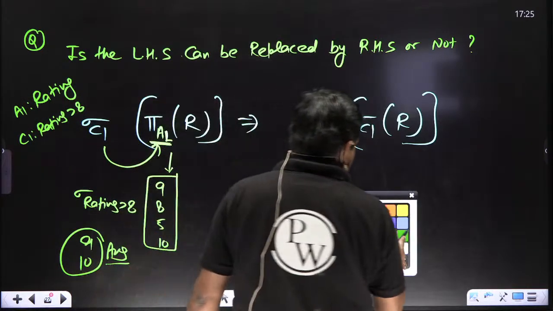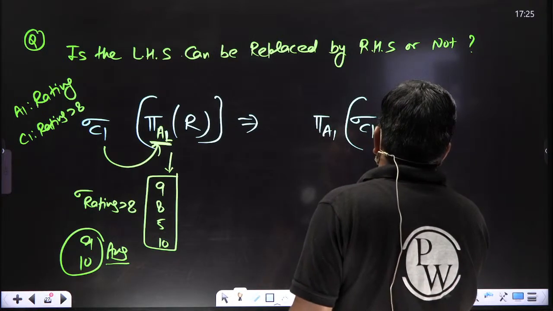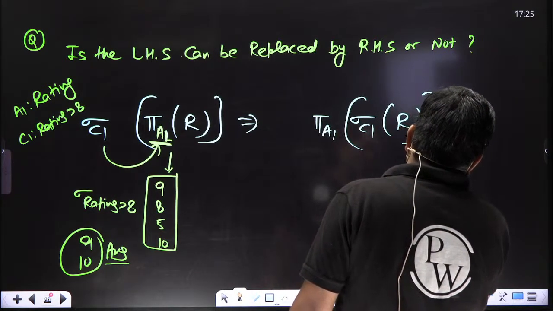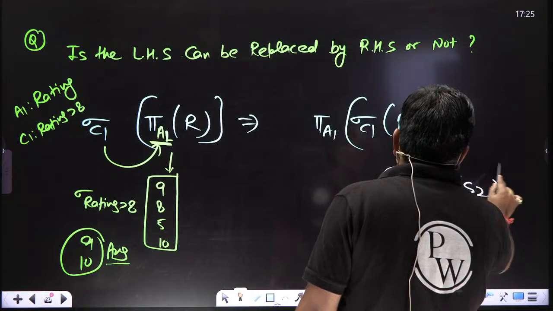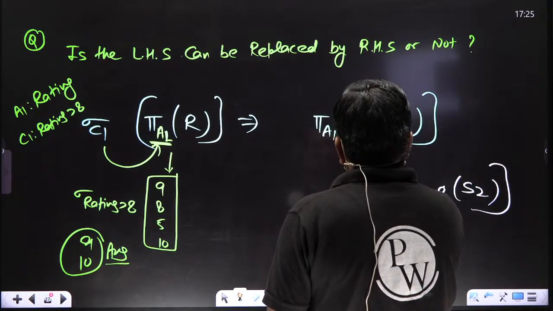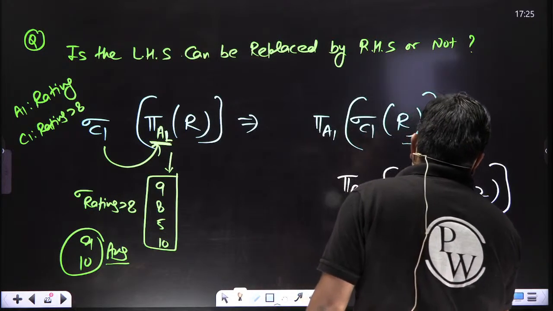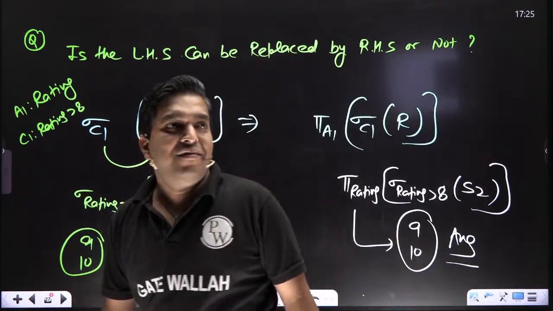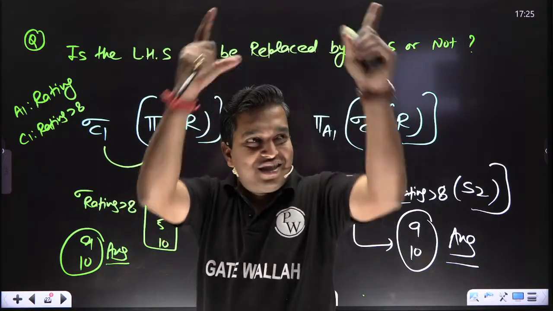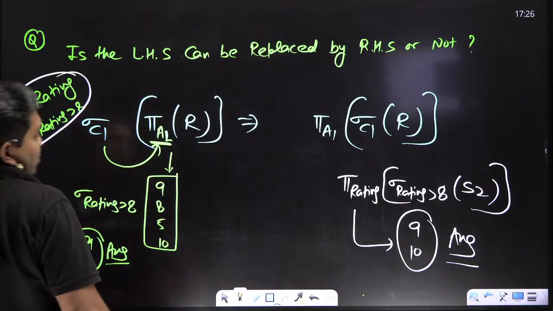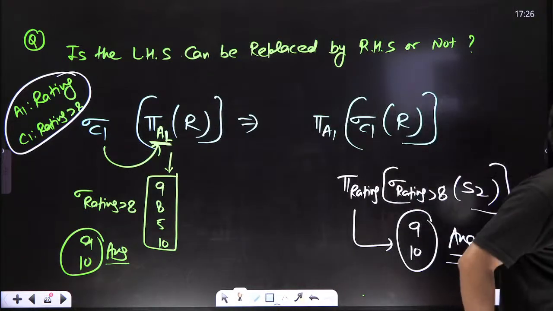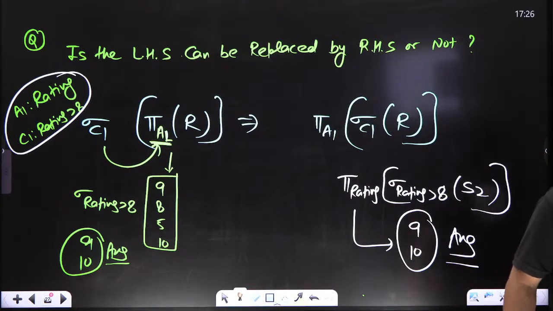Here, rating greater than 8 from seller table S2. Then you are getting 9 and 10. Then you find only rating. Then this is the output. Is it clear, everyone? If it is clear, then write down in the chat box. I have given a proof also, my dear. Crystal clear, everyone? Each and everyone, let me know fast.